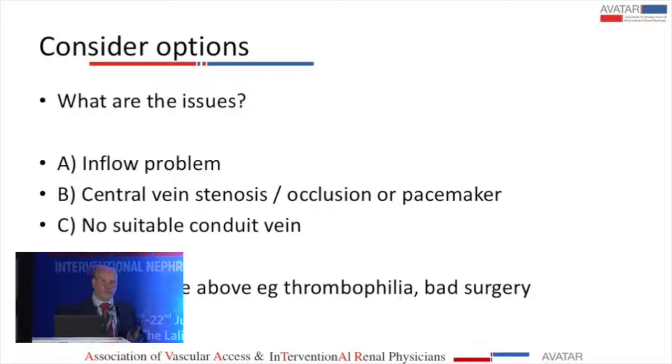And then, once you've collected that information together, compartmentalize in your mind what the actual problem is that's facing you. Is this an inflow problem with the arteries? Is this a central venous stenosis or occlusion? Or is there a pacemaker in the way? Or is it a problem with the conduit? Is there just no suitable vein you can use? Or is it none of the above? And you've hit the jackpot if it's none of the above, because you're going to be able to solve it. It's either going to be that the surgery's done poorly, an option has been missed, or they've got a thrombophilia, which you should be able to overcome.